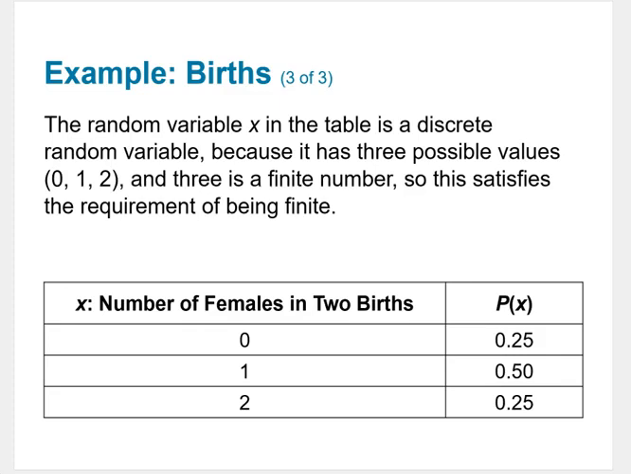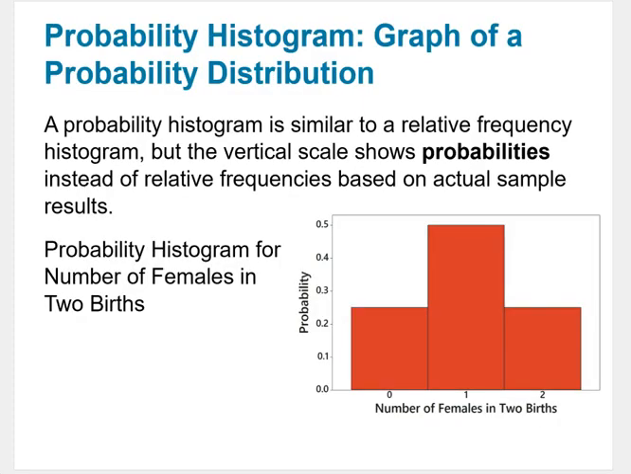So this is a very short example. This is what the histogram looks like for this exact probability distribution. So this would be its corresponding probability histogram. Notice 0 births that were female, 25%, 1 birth that was a female, 50%, both births were female, 25%. So this histogram should match perfectly the probability distribution.